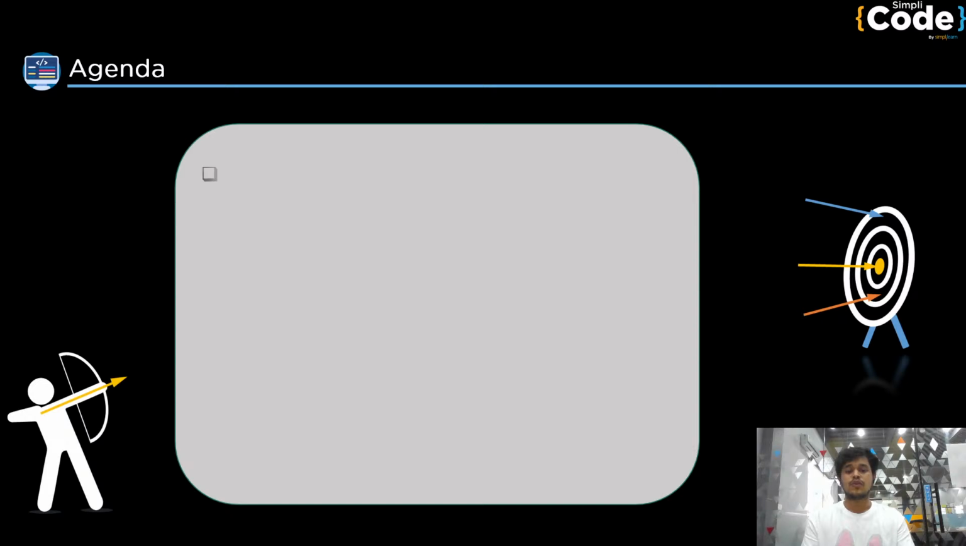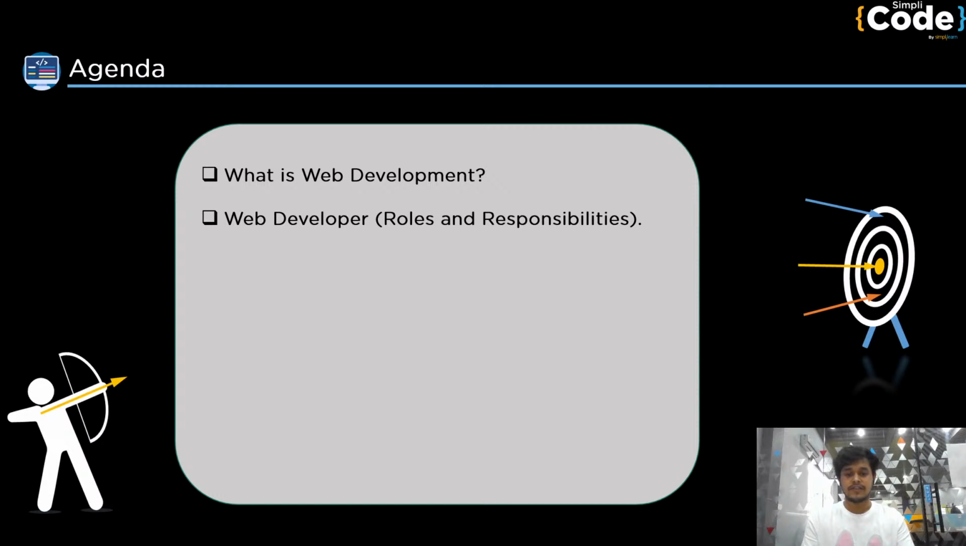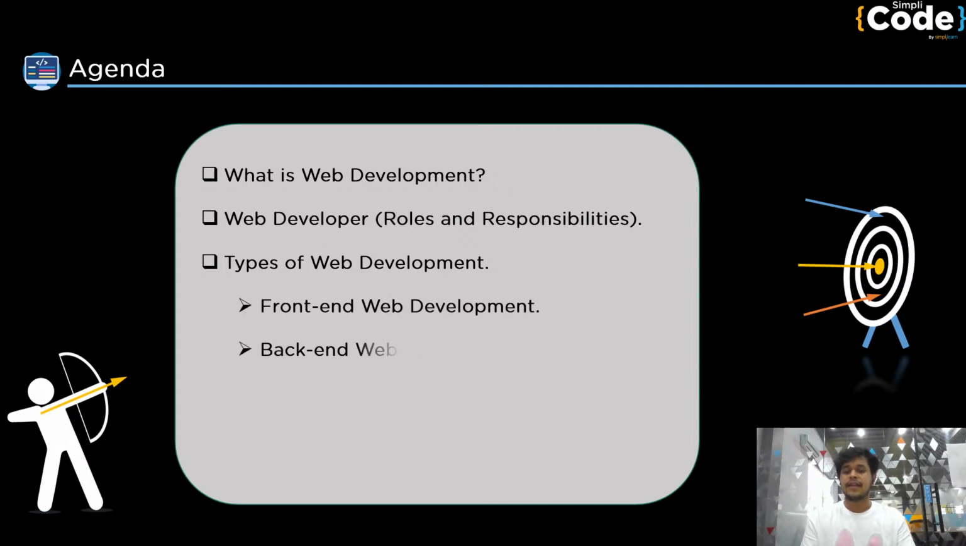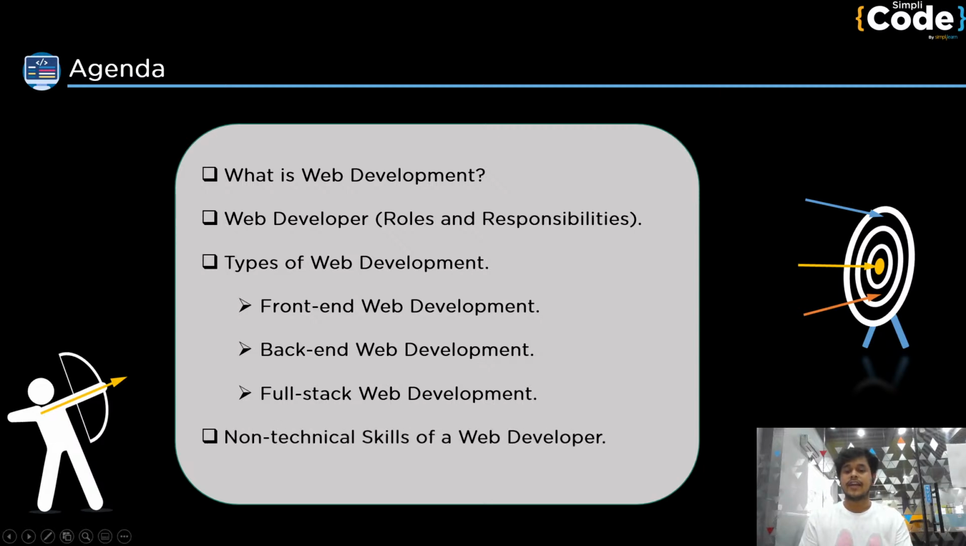Let's go through the agenda for this video. We'll start this video with an introduction to web development, followed by a web developer's roles and responsibility. We'll then discuss its types, since web development can be divided into three sections: front-end web development, back-end web development, and full-stack web development. So there are various job designations you can land on related to web development. We'll discuss what technologies you need in all the three web development types, along with the resources and roadmap for each type of web development. We'll end this video by going through some non-technical requirements for becoming a web developer.